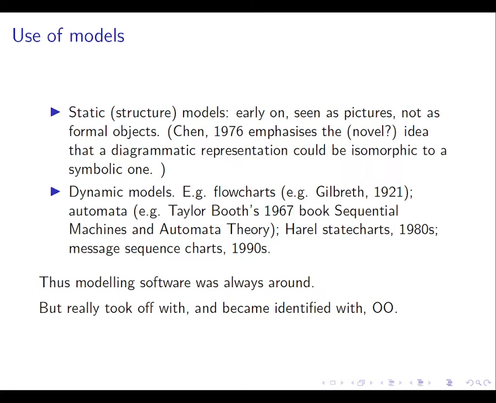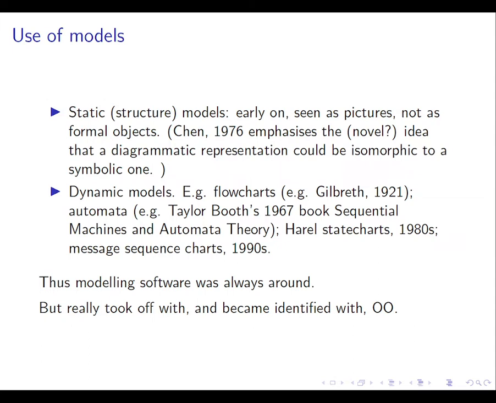So there's a nice paper by Chen in 1976 which really emphasises the idea, and I think it's emphasised because it was a relatively novel idea at that time, although I've not done an exhaustive investigation into the literature, that a diagrammatic representation could be isomorphic to a symbolic one. Just because it was a diagram didn't mean that it was any less formal or any less open in principle to formal manipulation than a model written down using Greek letters, which these days is a completely mainstream idea, and we have appropriate techniques for supporting that kind of manipulation, which makes it even more obvious that we can do it.